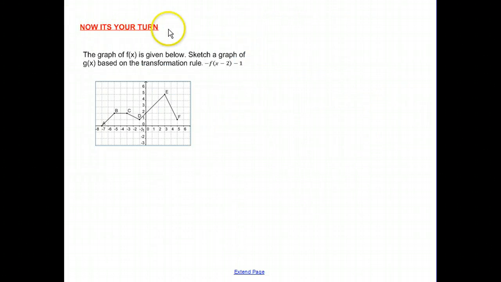And now it's your turn. The graph of f of x is given below. Sketch a graph of g of x based on the transformation rule you see here in front of you. If you have any problems, go back and review the screencast. Good luck, and see you again next time.